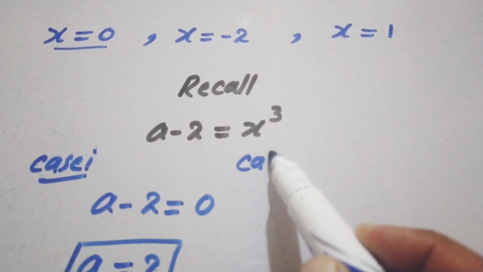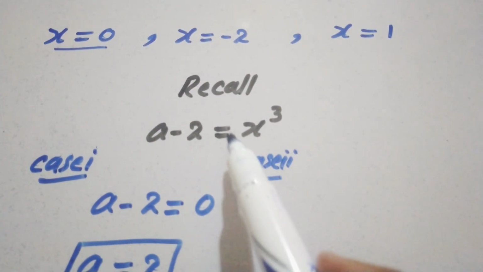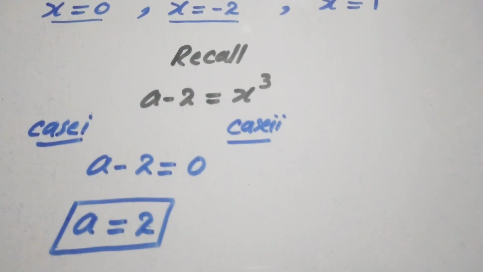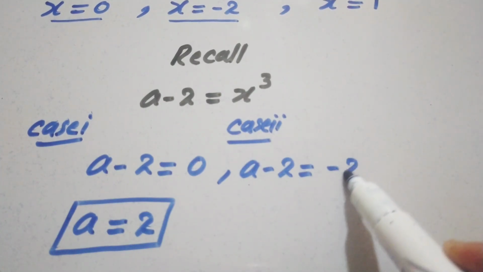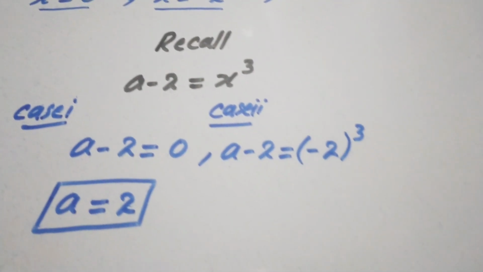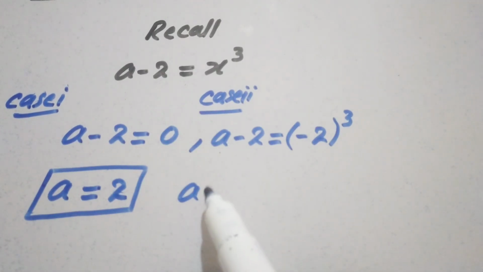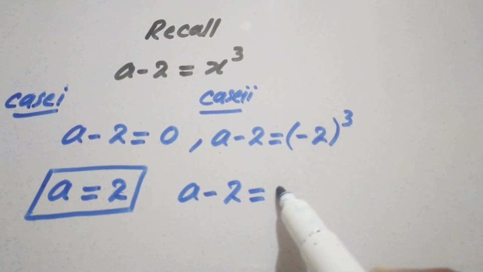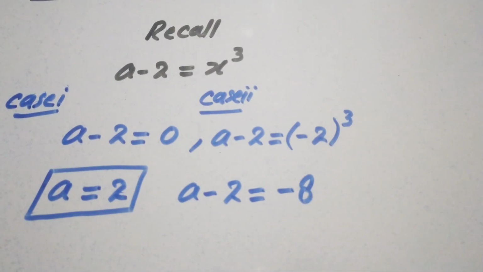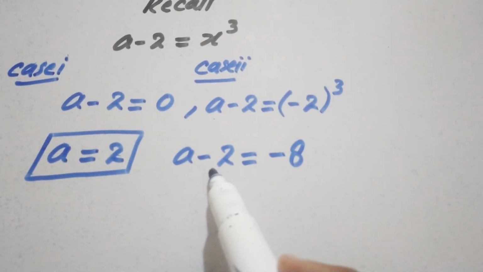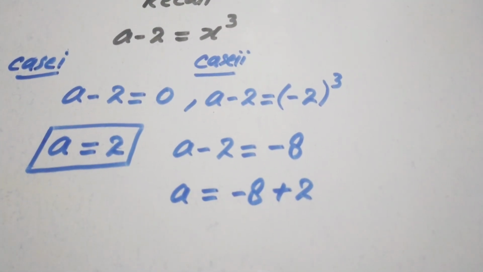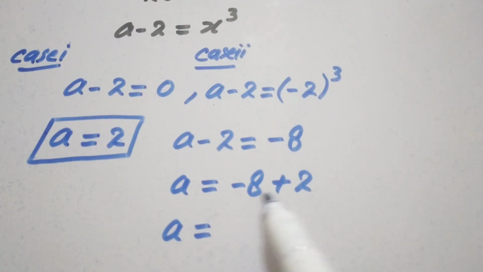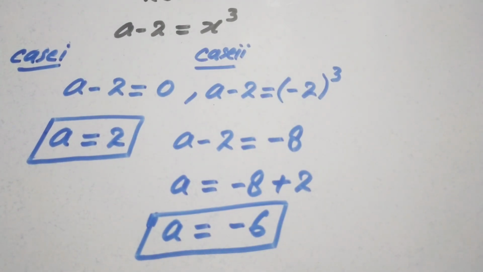Now case 2. By using the value of x is equal to negative 2 in this equation, a minus 2 is equal to negative 2 whole cube. So from this we get a minus 2 is equal to negative 8, since negative cube is negative and 2 cube is equal to 8. So move this negative 2 from left hand side to right hand side, we get negative 8 plus 2, and we get a is equal to negative 6. This is the second value of a.